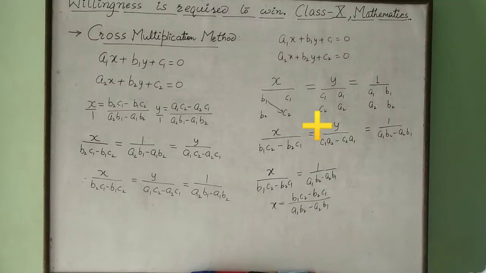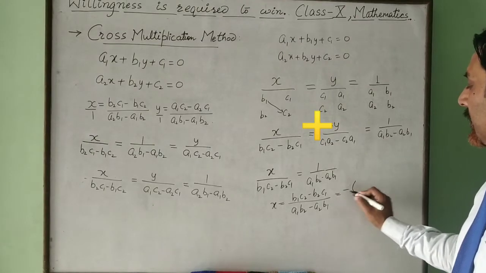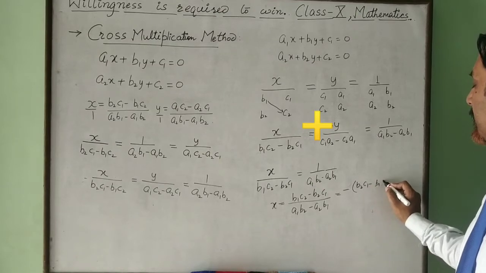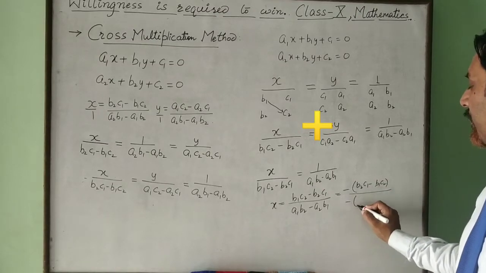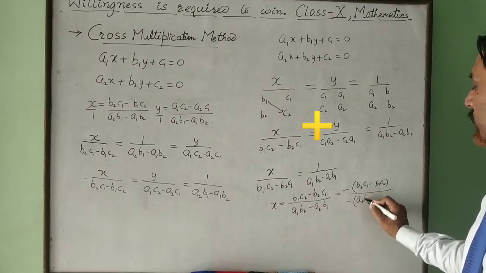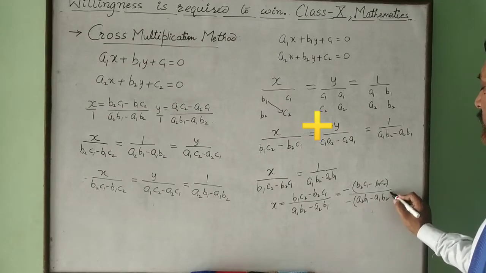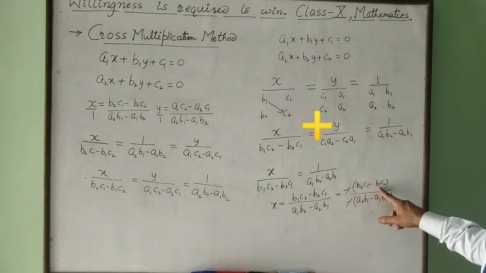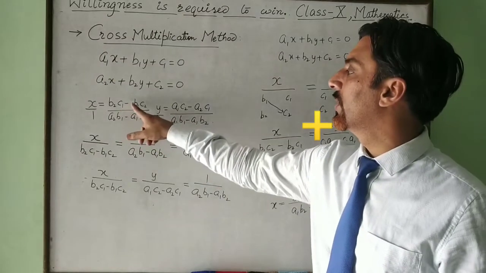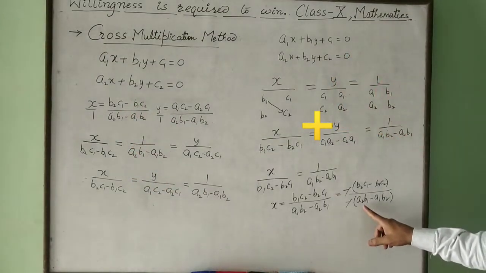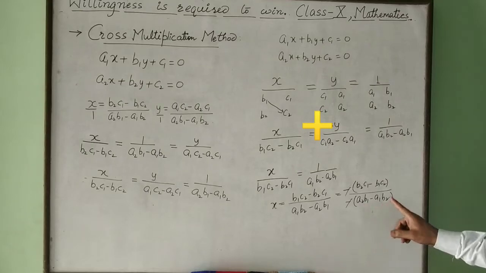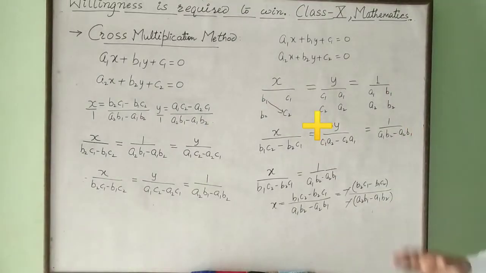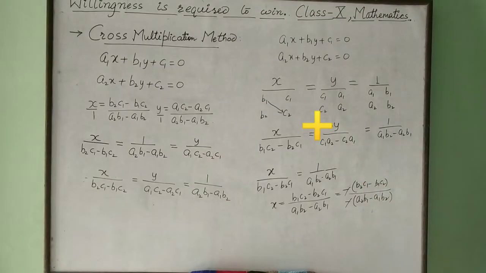Now here if I take negative common in the numerator, I'll have b2 c1 minus b1 c2, and if I take negative common from the denominator, I'll be having a2 b1 minus a1 b2. These will cancel out each other, and the value of x came out to be b2c1 minus b1c2 in the numerator, and in the denominator I have a2b1 minus a1b2. Means it is very much similar to what I have got using elimination. In the same way you can find the value of y also.